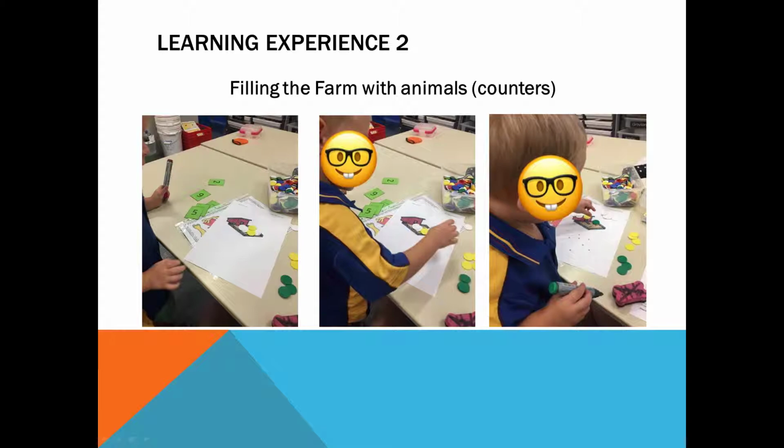I would ask him to name each of the 3 coloured counters we used: white, yellow and green. And he came up with the white counters were sheep, the yellow were chickens, and the green were cows. I don't know why he chose cows, but that's what he did.